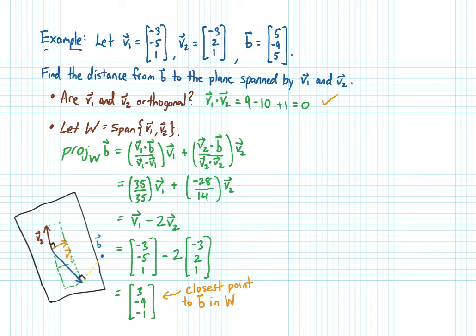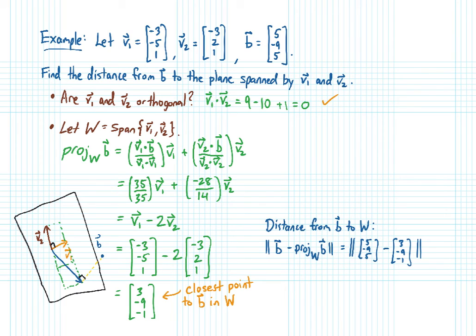Now, we still haven't actually answered the question. The question is asking for the distance from b to the plane. And to find that distance, we want to find the length of that yellow dotted line. So in other words, the distance from b to W is the length of b minus the orthogonal projection. So we can put in the numbers there, and then we can actually do the subtraction. And we get (2, 0, 6). So this is actually the vector that represents that yellow dotted line. And then the length of that would be the square root of 2 squared plus 0 squared plus 6 squared. And that is the square root of 40. And that is the answer to the question.